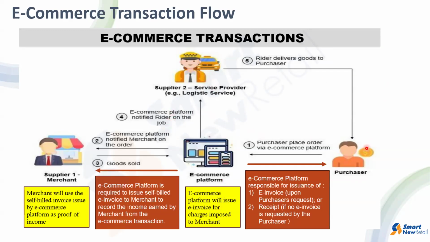So there's a flow here. You can read it on the screen. Merchant will use the self-billed invoice to issue to the e-commerce platform as a proof of income. This one is kind of consolidated when you get the payment from your e-commerce. The e-commerce platform will issue e-invoice for charges imposed on the merchant. The e-commerce platform's responsibility is to issue an e-invoice if the customer requests, or a receipt if the buyer doesn't request an e-invoice.